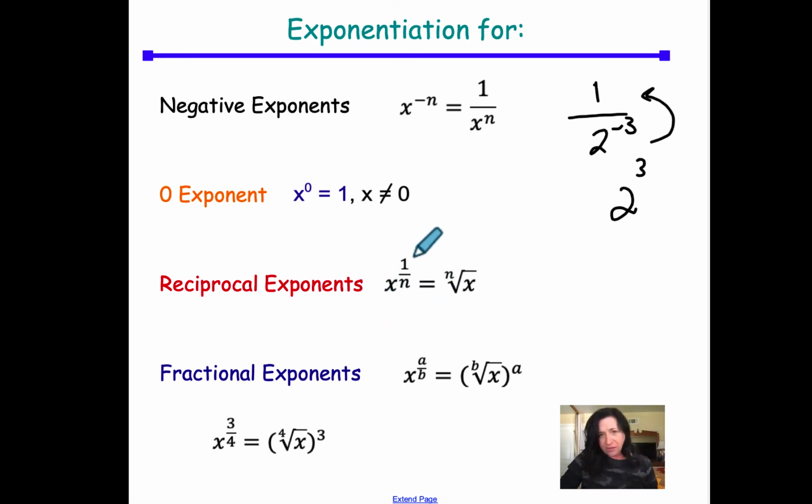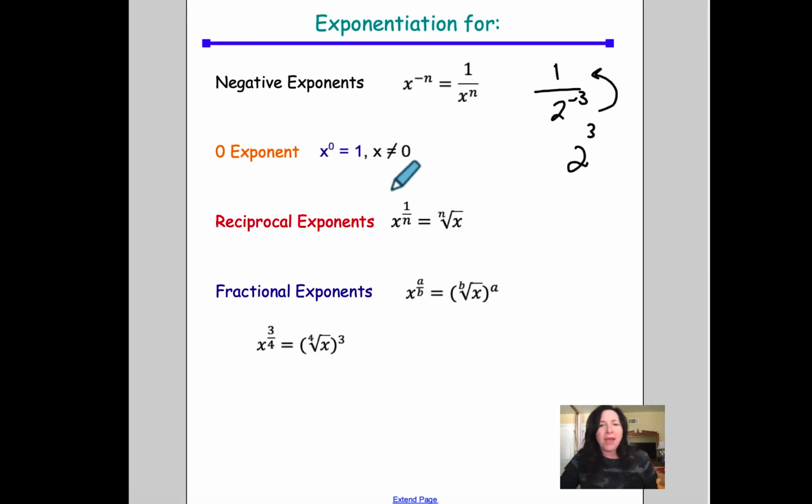Reciprocal exponents. This is just rewriting this basically. X to the 1 over n is the same thing as saying the nth root of x to the 1 power, right? When do we see that? We see that when we're saying x to the, I don't know, 5, 6 power. I can rewrite that as the 6th root of x to the 5th power. Okay, so it's just a way to rewrite something.